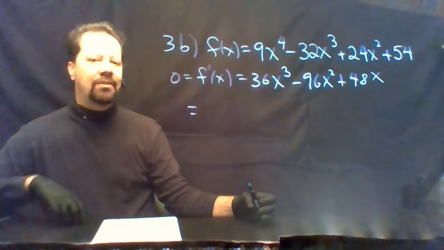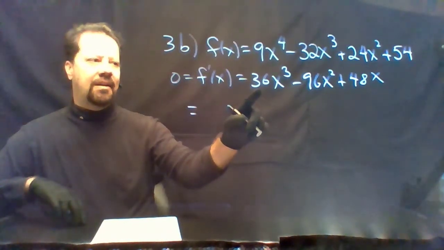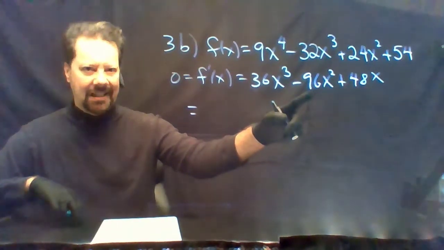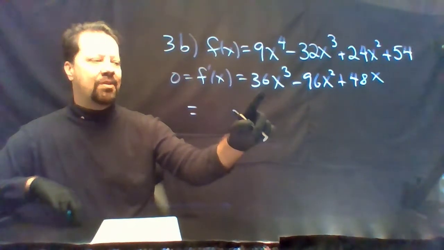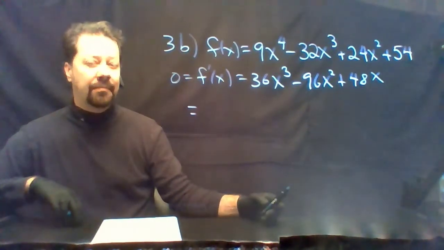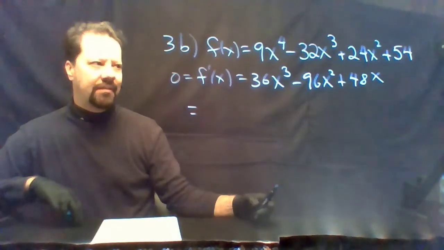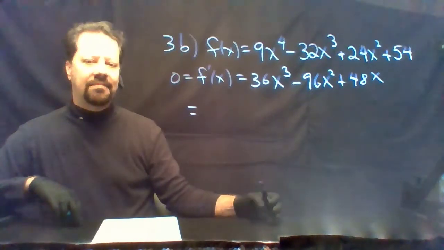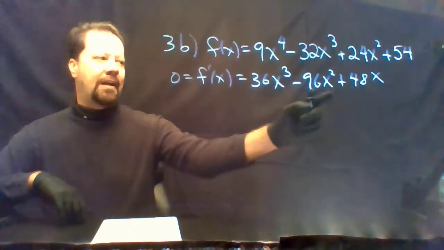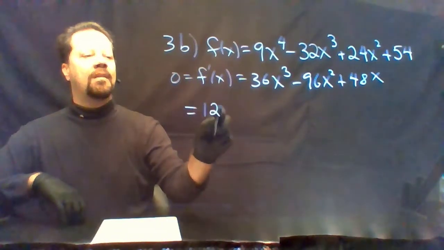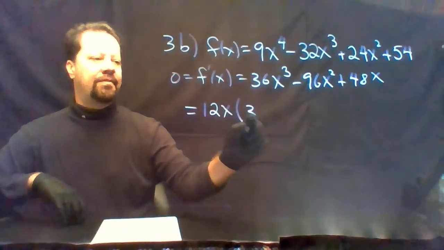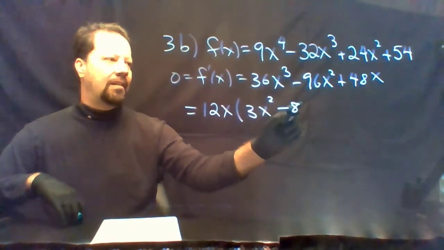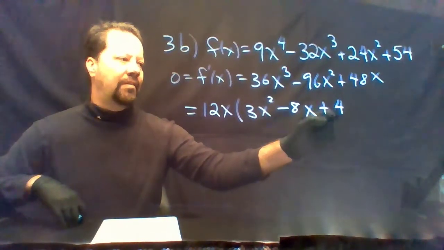What can we factor out? Looks like the factors of 36 are 4 and 9, but 9 does not go into 96. So it looks like the best you might be able to pull out is, say, a 12. How many times does 12 go into 96? 8 times. We can also pull out a factor of x. So what's left over? 3x squared minus 8x plus 4.